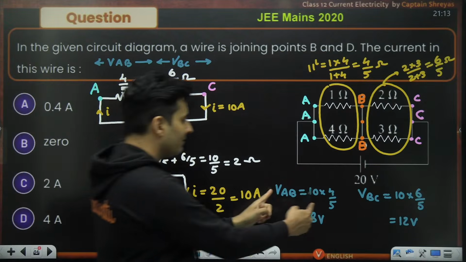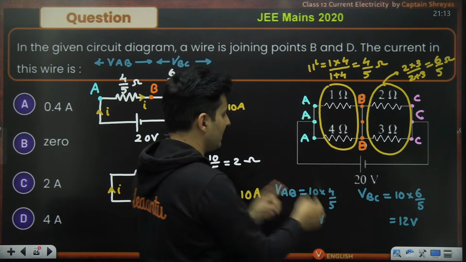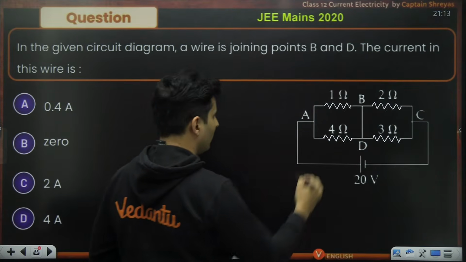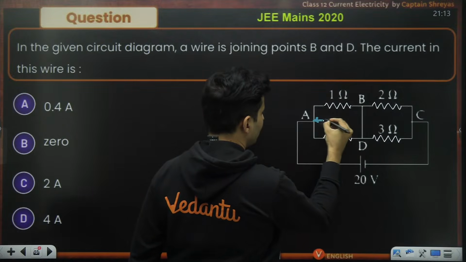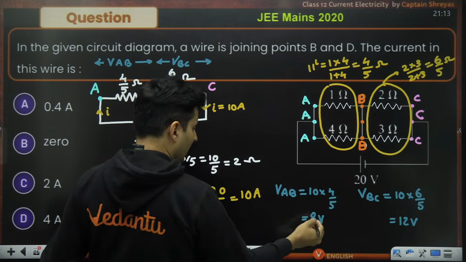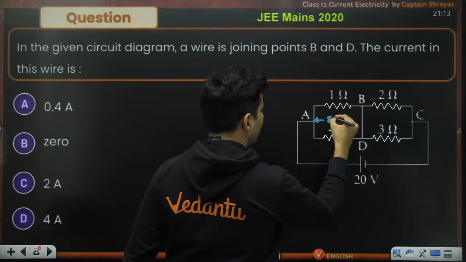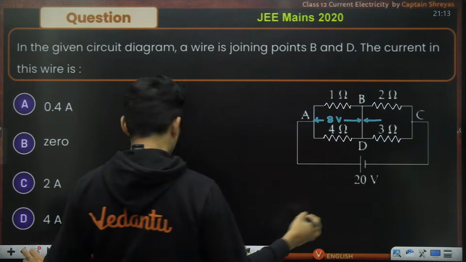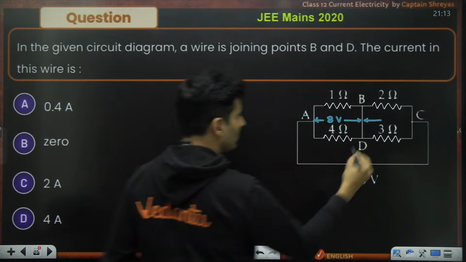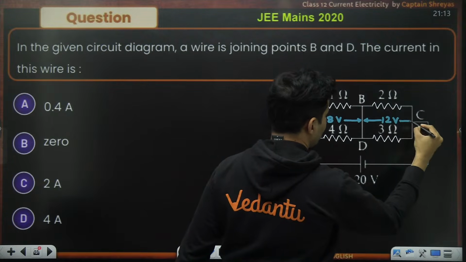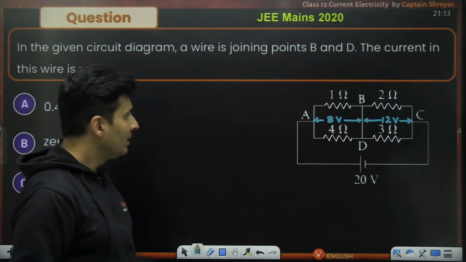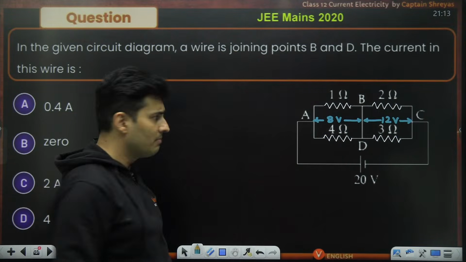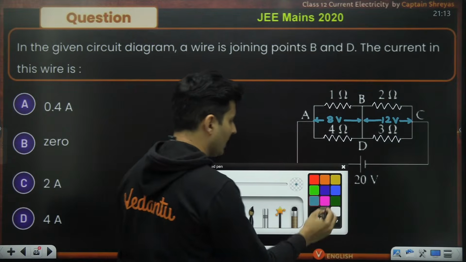Observe. VAB, this voltage is 8 volts, right? So how about saying across these 2 points, the voltage is how much? We said 8 volts. Okay, it is 8 volts across these 2 points, and across these 2 points, it is 12 volts. Perfect. This 8 is across 1 and 4, this 12 is across 2 and 3, all of them are in parallel. Observe now carefully.